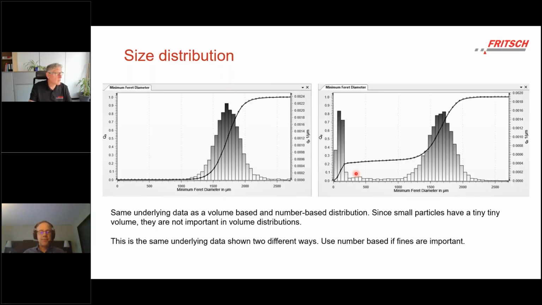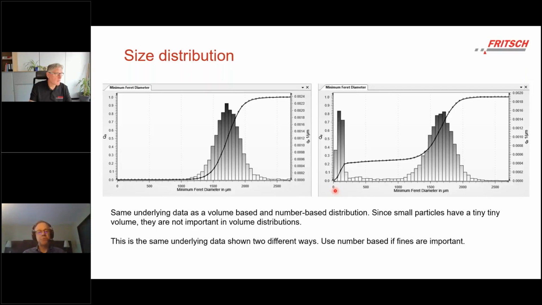Since the dynamic image analysis does particle by particle, it's inherently a number-based distribution. We're converting to volume. And so it's much easier to resolve this small particle peak in the number distribution. So these small particles, they don't count much for the overall mass of the sample, but there are a lot of them. If fines are important, and there are a couple of reasons they would be, then you would start looking at the number-based distributions.